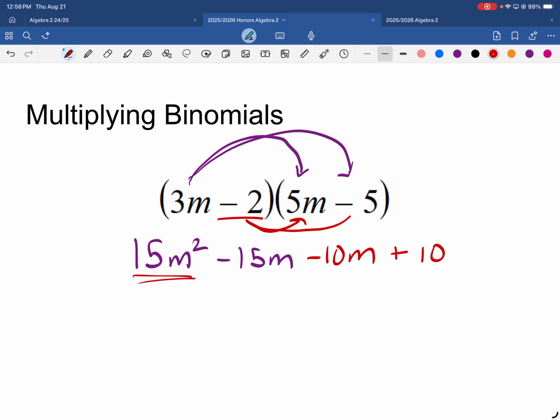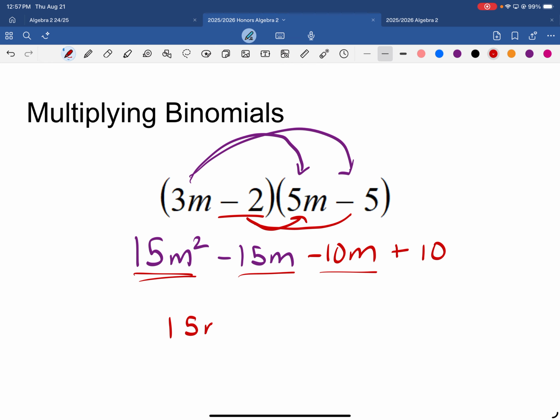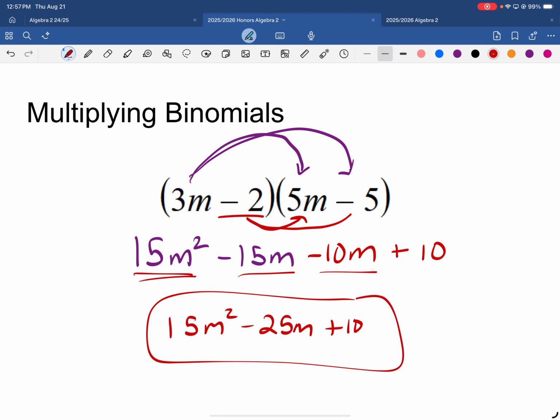This gets 2, 1, 1, none. So combine like terms, just like we just did. Minus 25m plus 10. That's your simplified form. It's the distributive property. What else have you heard this as? FOIL.